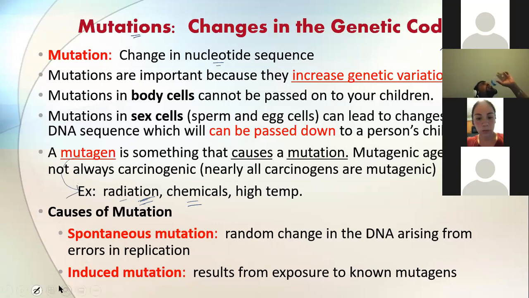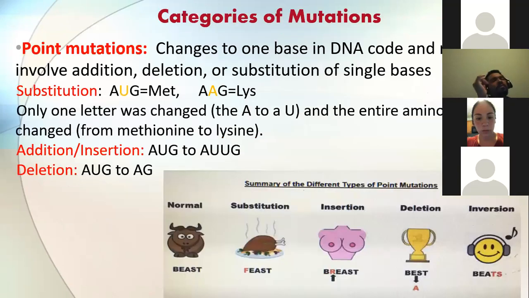We have two different types of mutation, spontaneous and induced. Spontaneous is a random change in the DNA arising from errors in replication, as I have told you, during cell replication, DNA replication. Another one is induced mutation. Because of all these effects, just a nitrogenous base can be changed, and for that you can get a mutation. I gave you just an example over here.